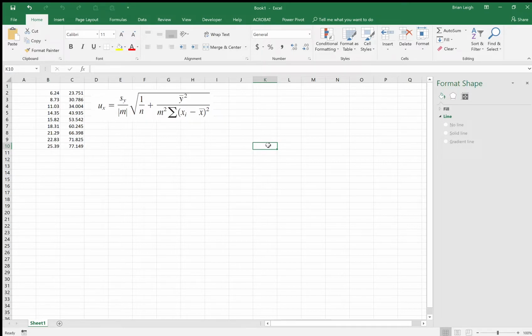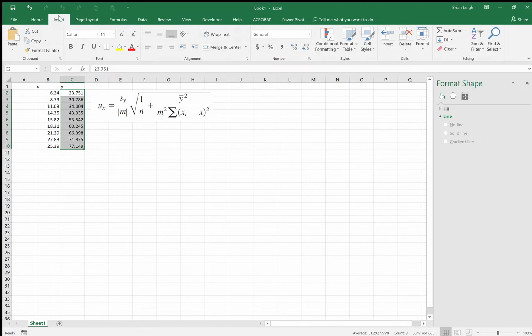Okay, here I'm going to walk you through equation 510 for determining the standard uncertainty in the x-intercept with the LINEST equation. So let's say we have some x and y data. We're going to do a linear regression of this and use the x-intercept.